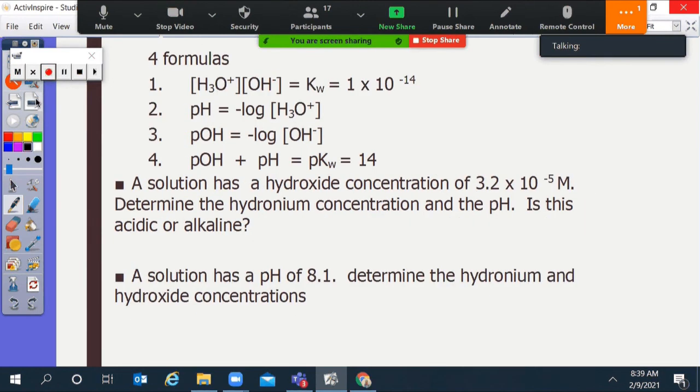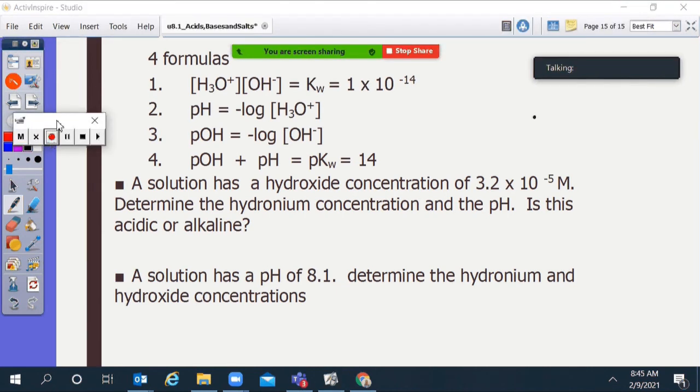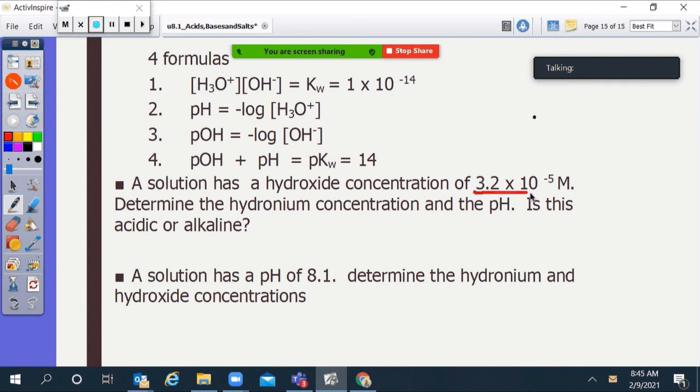Okay, so here we got a couple more examples that we're going to solve. We got our 4 formulas listed here, and let's see if we can solve them together. The first one says the solution has a hydroxide OH concentration of 3.2 times 10 to the negative 5th. Determine the hydronium H3O plus concentration and the pH. Is this acidic or alkaline, aka basic? Okay, so let's see if we can solve that one. If you want to pause the video and try it yourself.